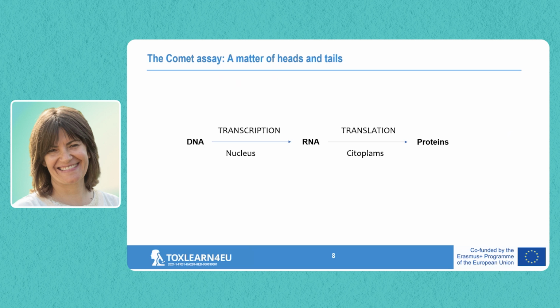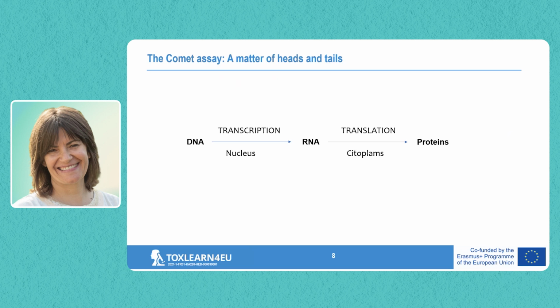Why do we have DNA? Why do we need DNA? Why do all our cells need DNA? They are making proteins. So the DNA is transcribed to RNA, which is the same, but with a different sugar, in the nucleus. Then the RNA goes to the cytoplasm, and there it is translated to proteins. Are you happy with that?